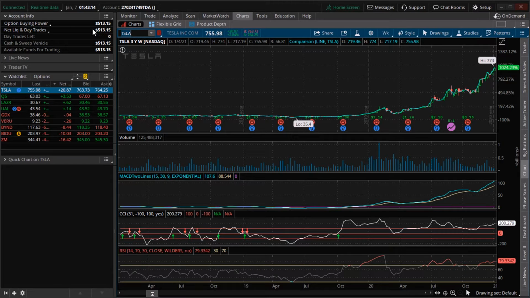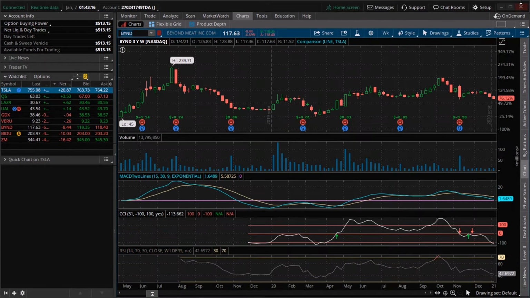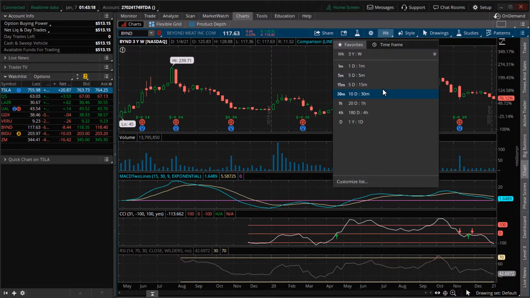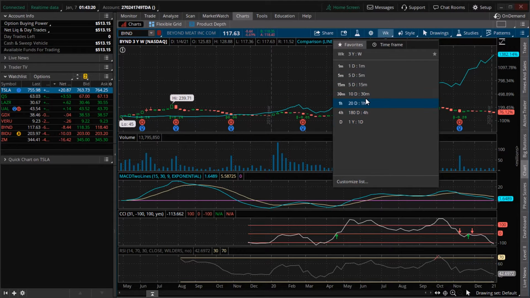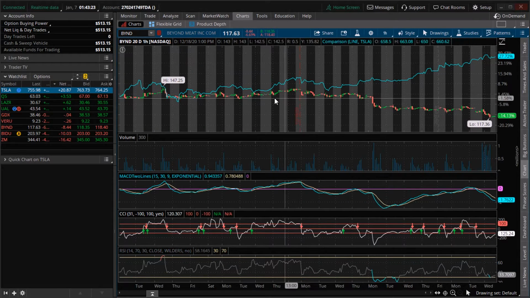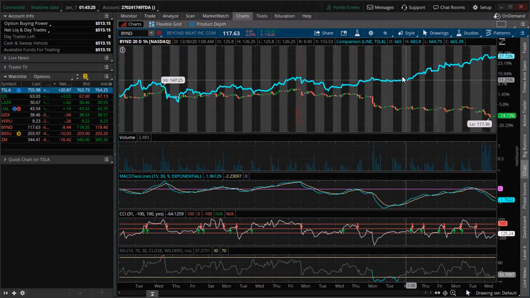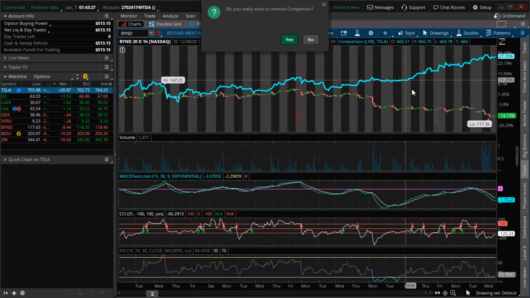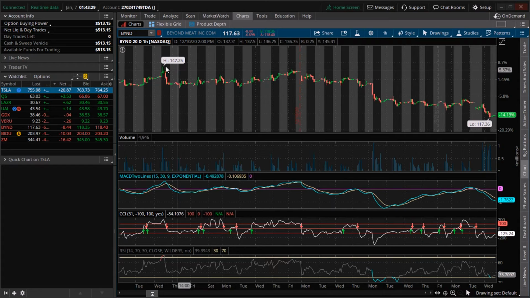Let's look at Beyond. This is that vegan meat. I actually like their products. They're pretty good. But let's see how they've been doing for the past 20 days. Okay, right here we see a bearish market. Comparison line, I'm going to take that away. So they haven't been doing that well. They hit a high of 147, what is it, like 2 weeks ago or something? And they've just been going down, down, down, down, down.